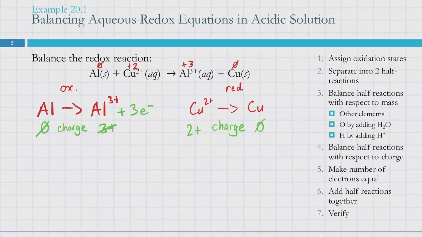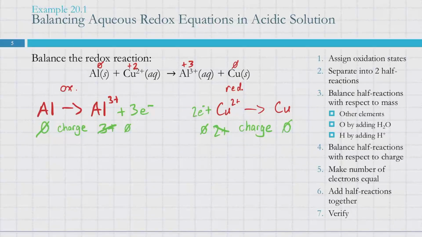3 electrons will cancel out our 3+ charge, and now we're back to neutral. For our copper half reaction, we've got the positive excess on the left side, so we're going to add our electrons to that side. If we add 2 electrons in, that cancels out our 2+ charge. And now we're back to neutral. So that's our step 4.